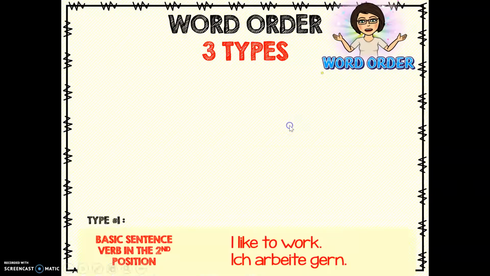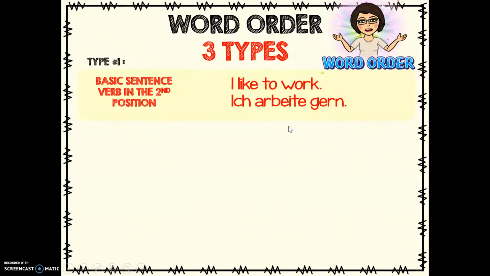The first type is a basic sentence. In a basic sentence in German, the verb is in the second position. So, if you have a sentence like, I like to work, you can tell what the verb is right away here. That's our English infinitive, right? To work. Like is not a verb in German. So, we have to put our verb to work in the second position. So it's going to go right here.